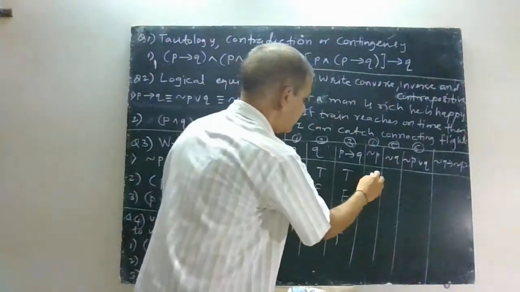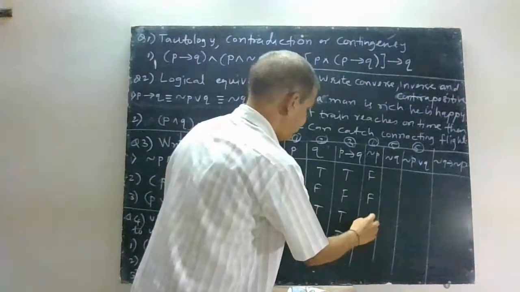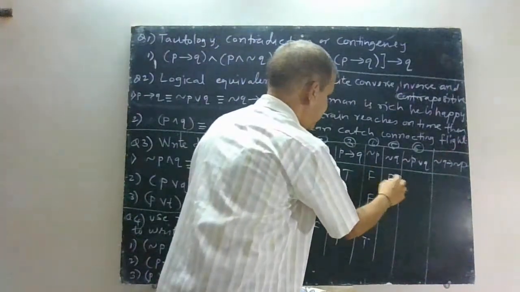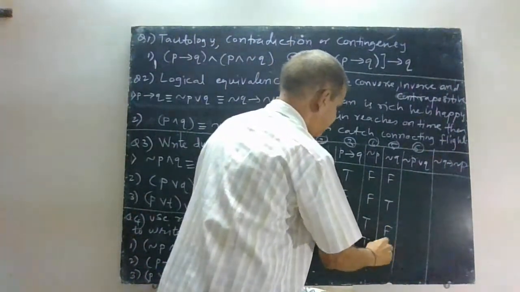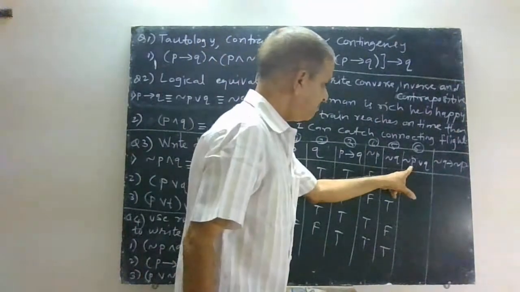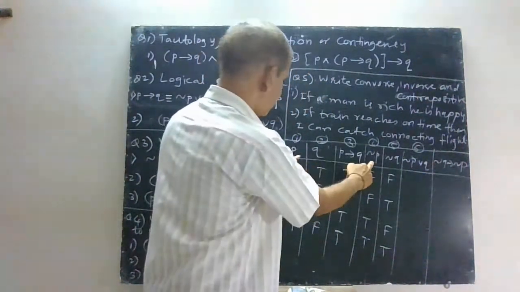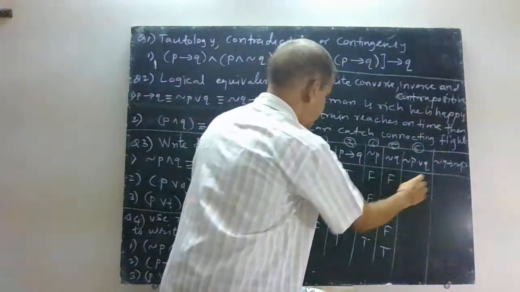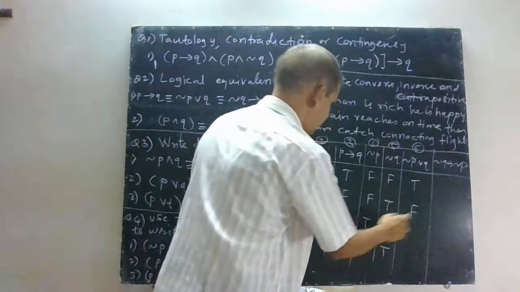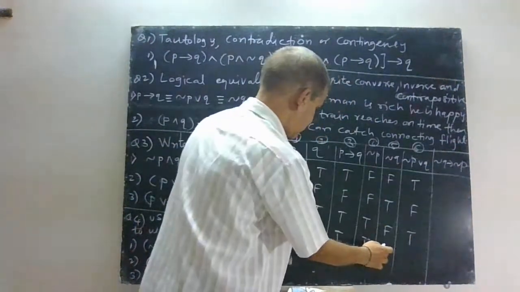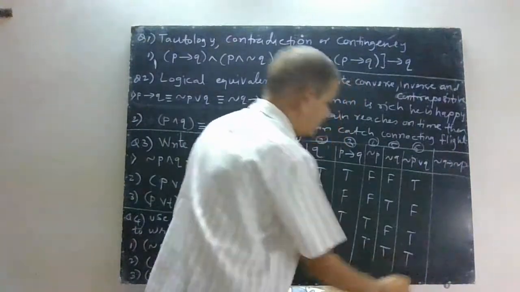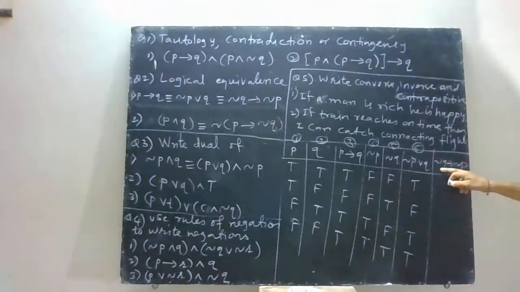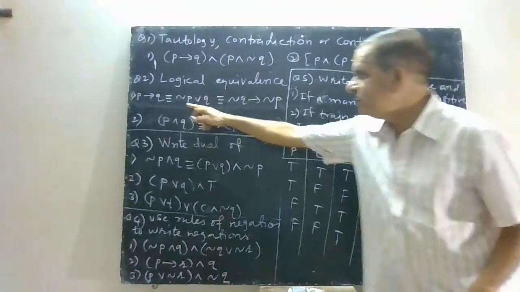Negation of P is F, F, T, T. Negation of Q is F, T, F, T. Now negation of P or Q, that means this column or this column. Negation of P, T, that is T, F, T, or A, so it is T. And now this negation of Q implies, now observe, you have to prove these three things together.